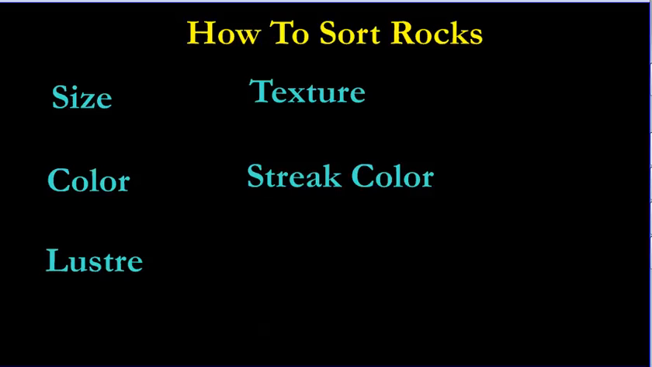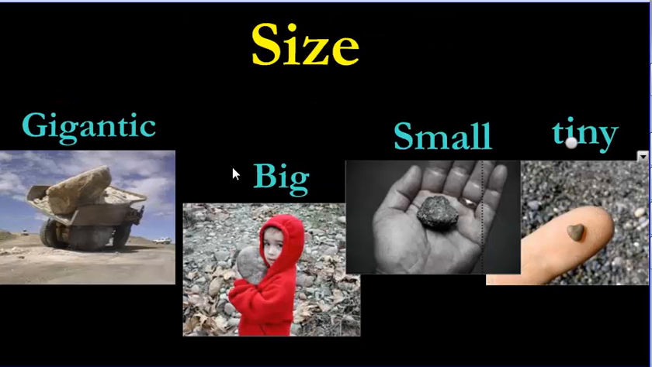Let's start with size. Rocks come in all kinds of sizes. You've got the gigantic ones that can knock trucks over, like this. We've got the big ones that are relatively big. The kid's holding it, and it's almost as big as the kid's head. I'd say that's a pretty big rock, but it's not gigantic like this one. We've got the small rocks that fit in the palm of your hand.